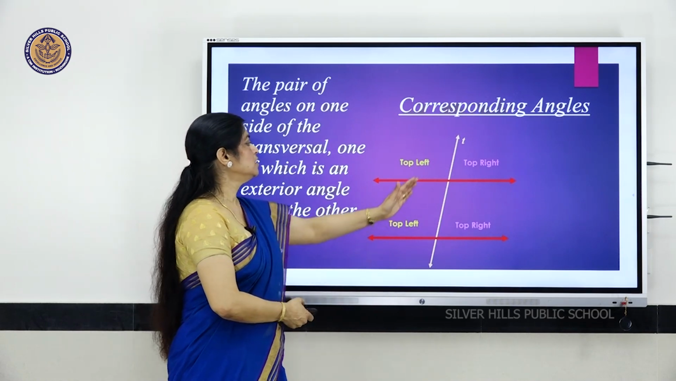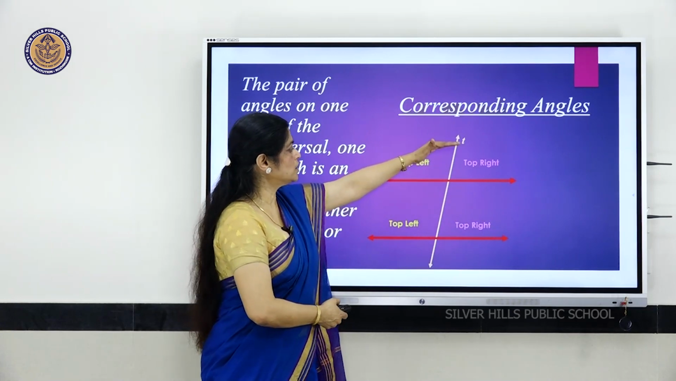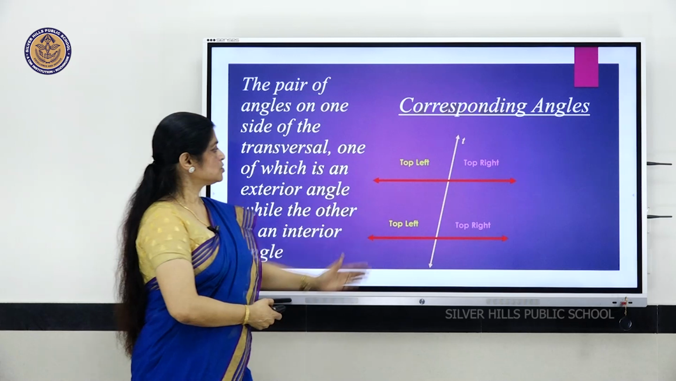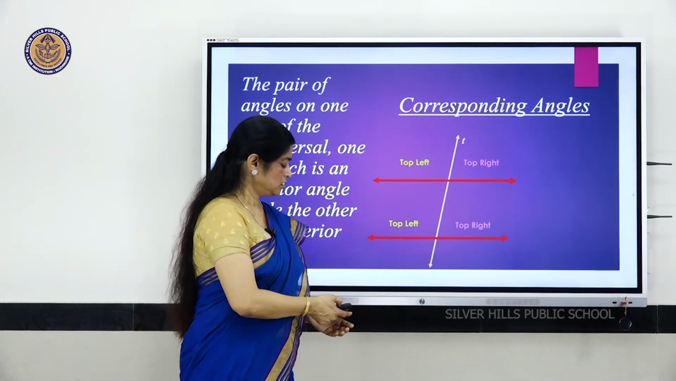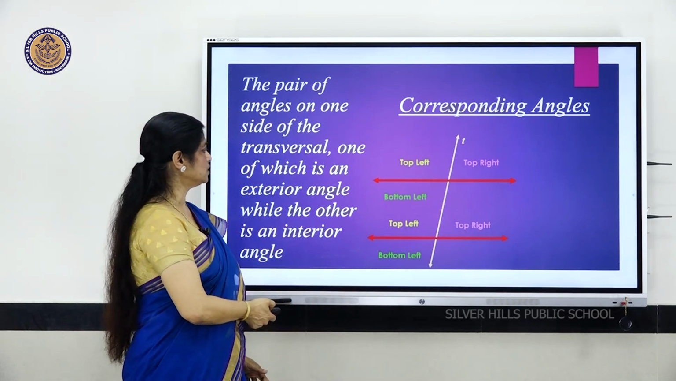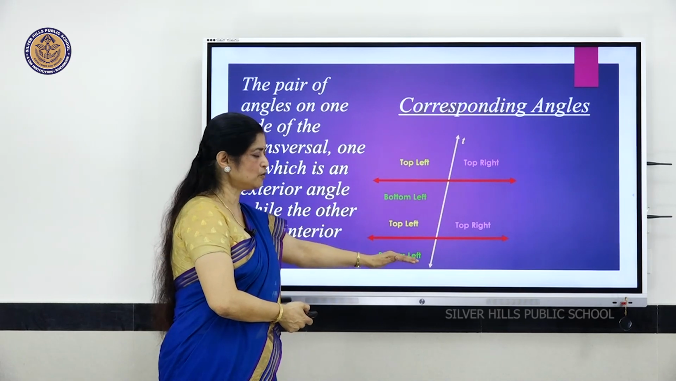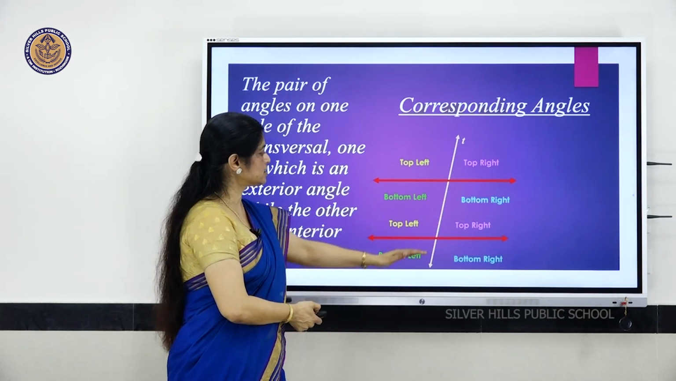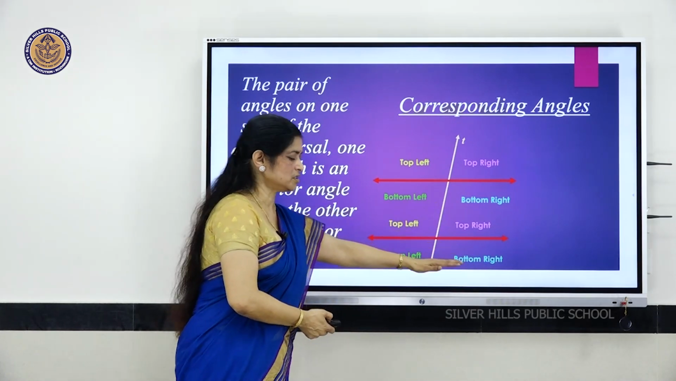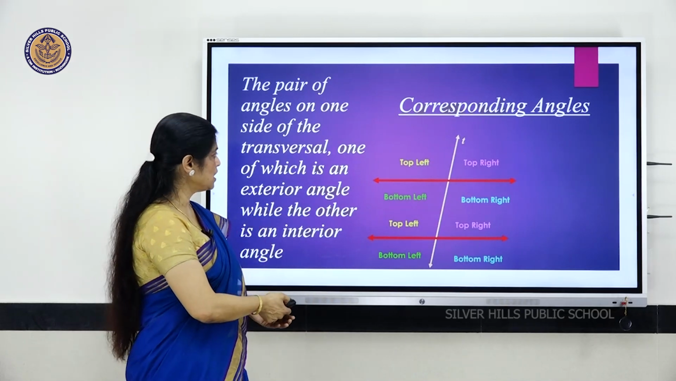Next comes the other side of the transversal, one above, one below. So, these two are one pair of corresponding angles. Bottom left, this is one pair of corresponding angles. Next, bottom right, one is interior, one is exterior. They form another pair of corresponding angles.